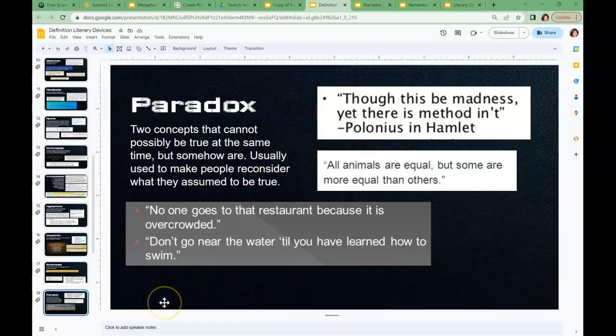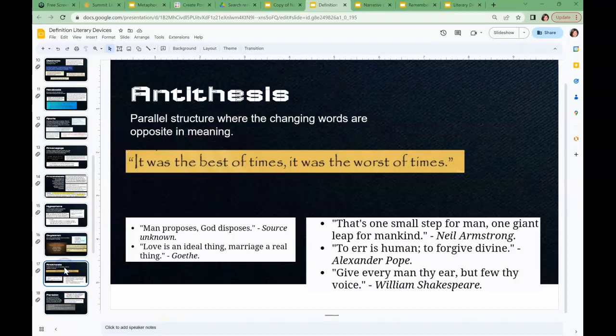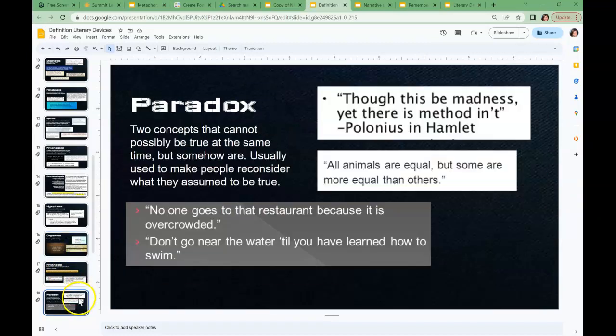Lastly, we have paradox, and paradox does not have a sentence structure. It does not have things side by side. It is more conceptual. It is when two concepts that cannot possibly be true at the same time somehow are. Though this be madness, yet there is method in it. In this one, Polonius is talking about how Hamlet seems to be very insane, and yet in his insanity, there seems to be something very sane and true. And so it brings up this paradox of how could you be so insane and yet so sane at the same time?